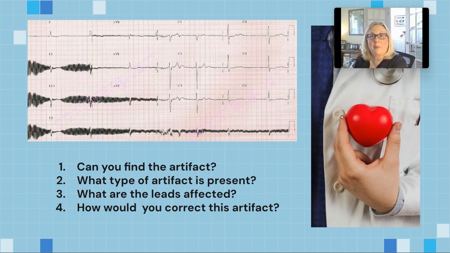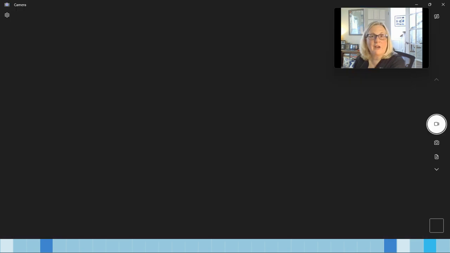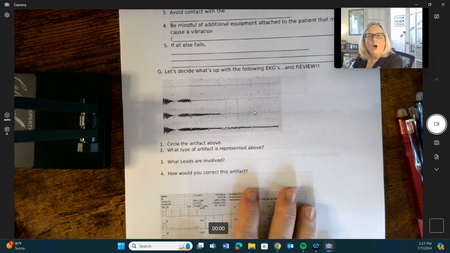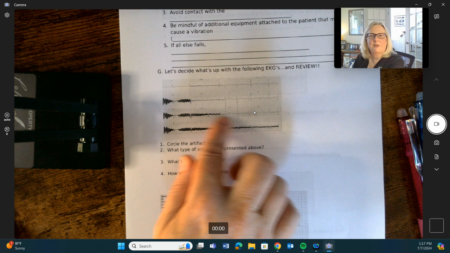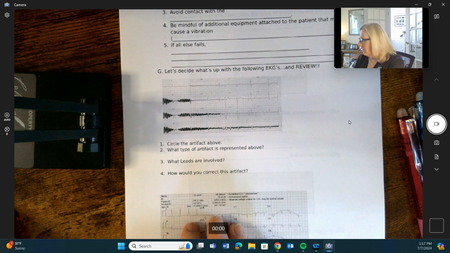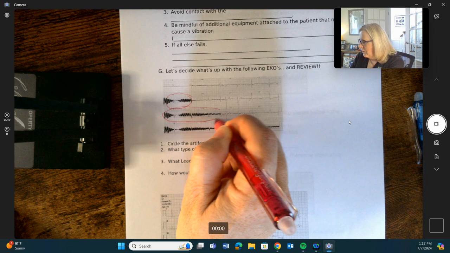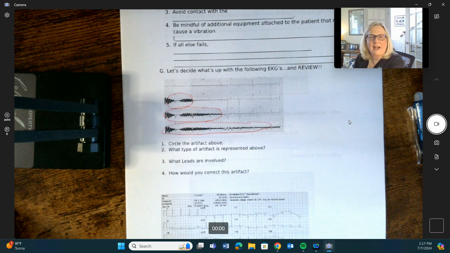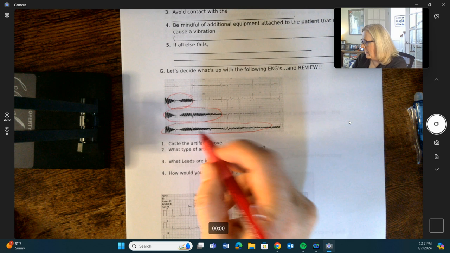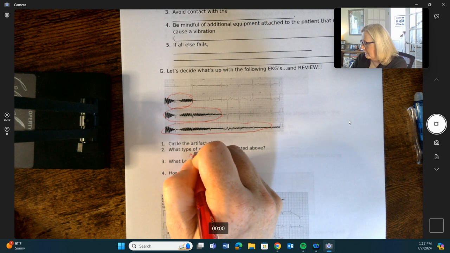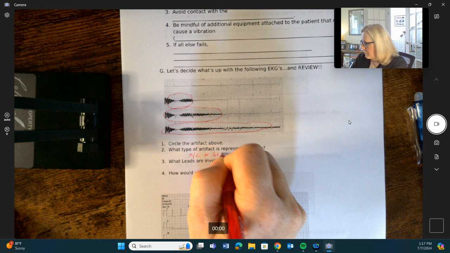All right, I'm going to pull my paper up so that we can do this together. Hopefully you've got it all done already. If you didn't, it's okay. We're going to finish it up together. All right, so this is your first one here. I'm hoping that everyone circled this. I'm assuming you saw this and thought, yeah, that's definitely artifact. It's artifact because we don't see a regular PQRST. There's what I call caterpillars on there, right? So what type of artifact is this? If it looks like caterpillars and it's all fuzzy, this is our AC interference, or 60 hertz, whatever you want to call it.